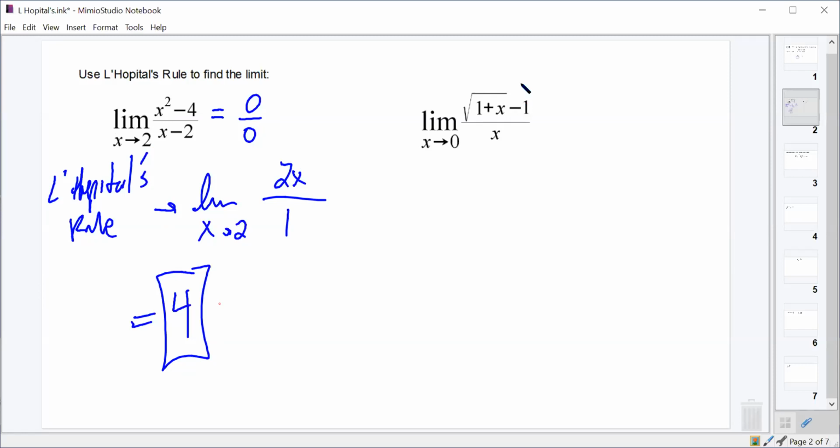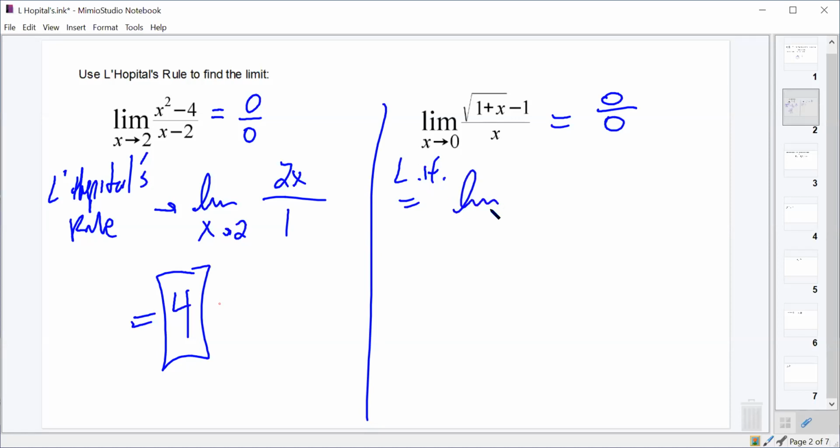So we have this one here. The limit as x approaches 0 of root 1 plus x minus 1 over x. Plug in your 0, and what do you get? 0 over 0. Good. Okay, and so using L'Hopital's rule, and I'm going to be bad. I'm just going to write LH, but don't do that. Write out L'Hopital's rule. This becomes the limit as x approaches 0 of what's the derivative of root 1 plus x?